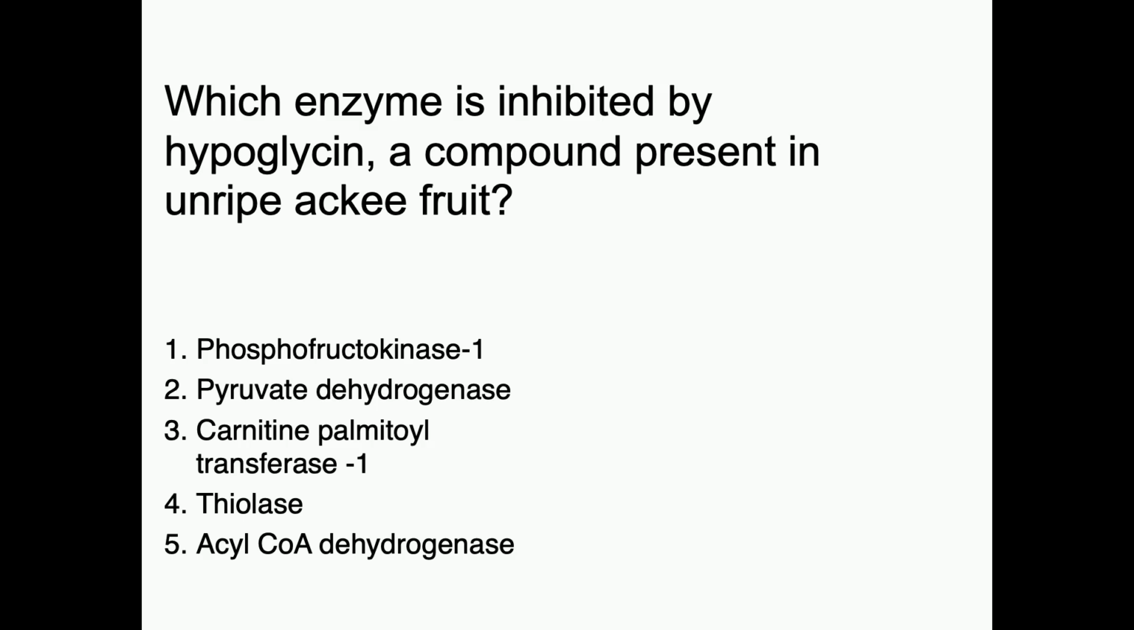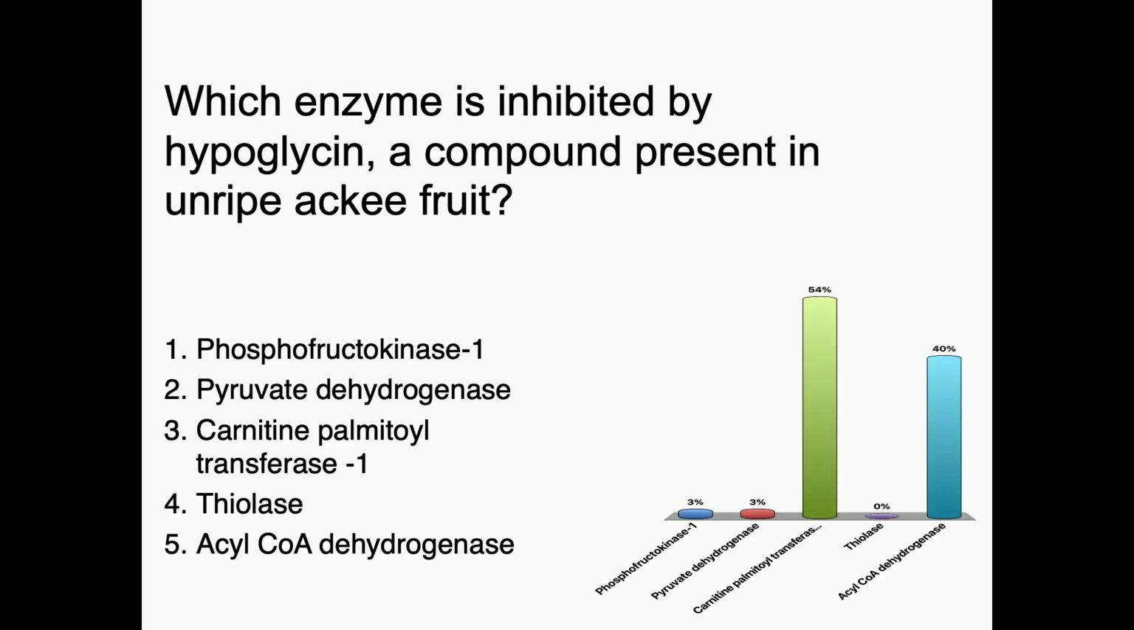Everybody had a chance to ponder this one? Okay, acyl-CoA dehydrogenase is the right answer. So CPT1, that's a good guess because that's the rate limiting step for fatty acid beta oxidation, but this is a step below that, or 2 steps below that. So this is a one-step question.